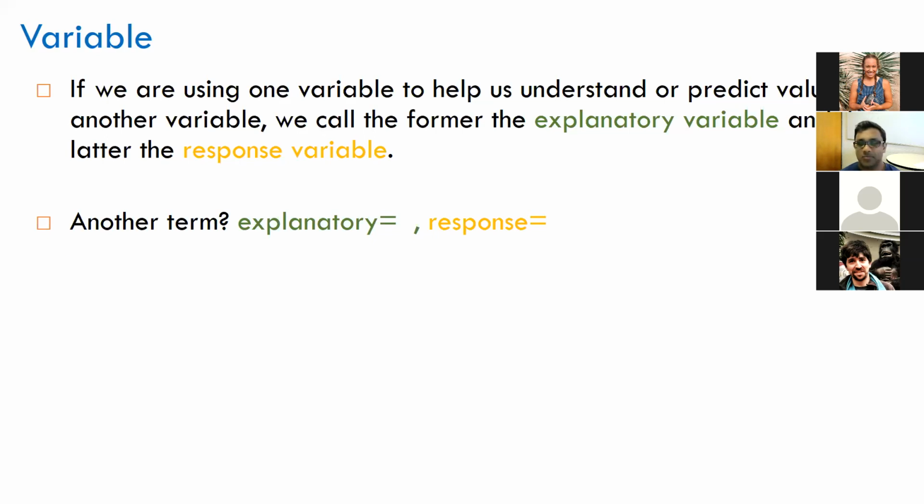When you read stat books, some books don't use explanatory or response variable. Some books use other terms. What are they? Do you know any other term for explanatory and response? If you read journal articles, sometimes some authors use different terms, not explanatory or response. Do you have any idea?